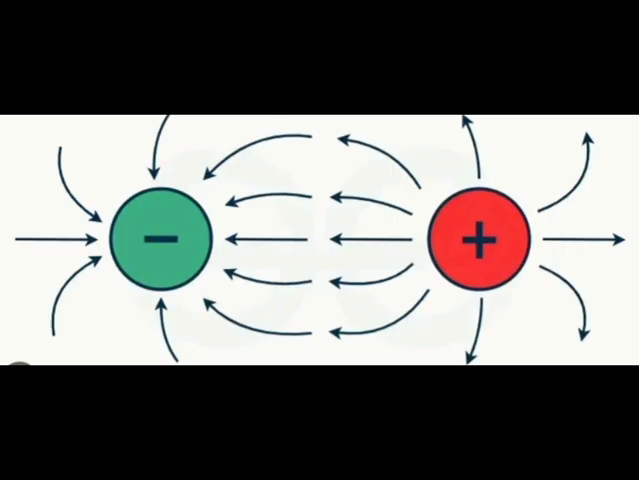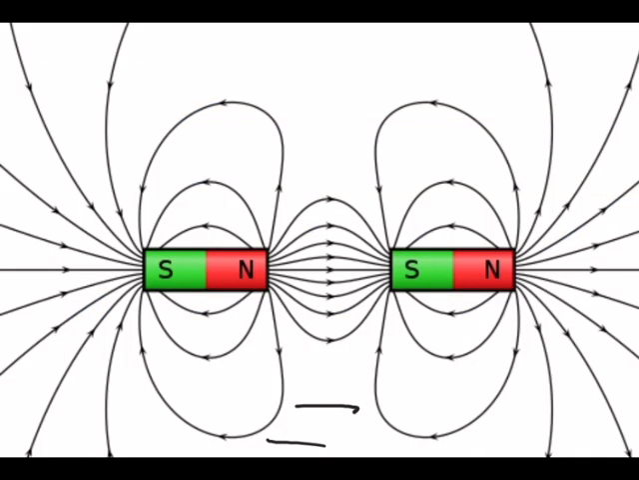The next is electrostatic force. These are attractive or repulsive forces between particles that are caused by their electric charges. Magnetic force is an attraction or repulsion that arises between electrically charged particles because of their motion. This is a non-contact force.